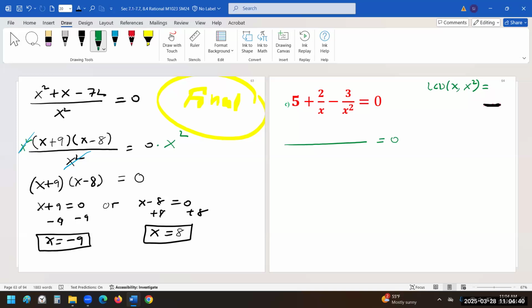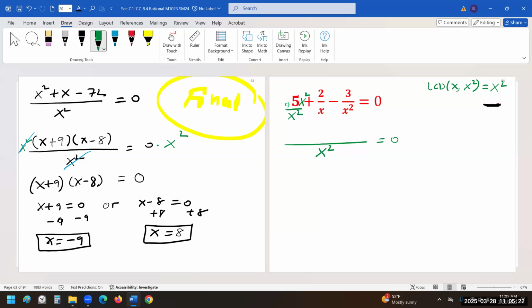What's the LCD between x and x squared? X squared. So we want all the denominators to be x squared. So what do we want below 5? We already have 1, but we don't want 1, right? What do we want to have below 5? X squared. So multiply top and bottom by x squared.